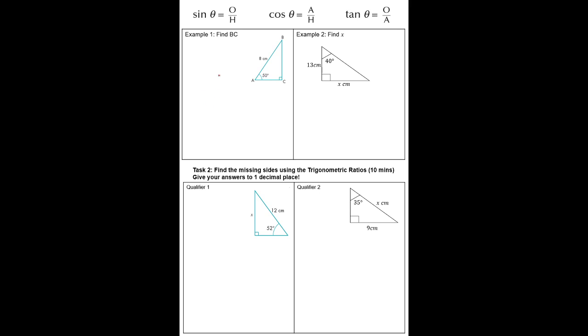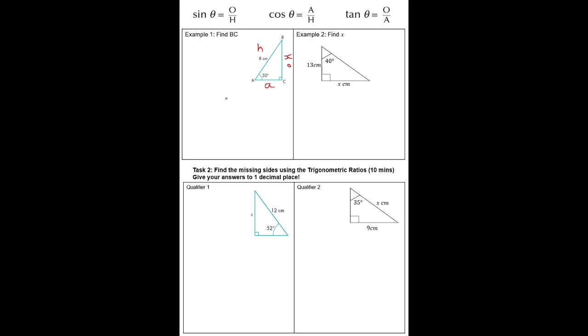So we're going to look for missing lengths. So what we've got here is we've got BC. We're looking for BC. So it's this length here. So I could just label that X to make it easier. We're looking for X. So what we need to do now is we just need to look at which sides are appropriate. So we've got angle BAC. So X is the opposite to that angle. Line AC is the adjacent, and 8 is the hypotenuse.